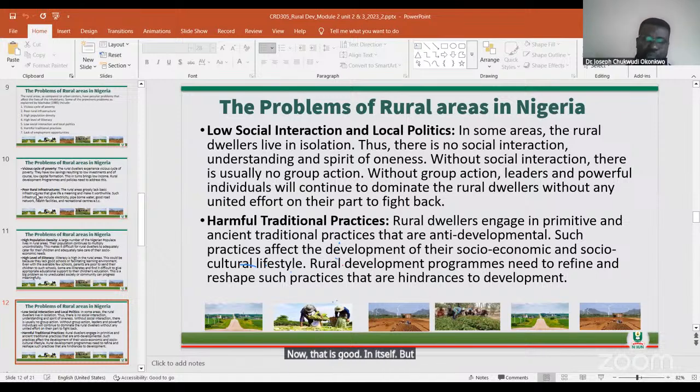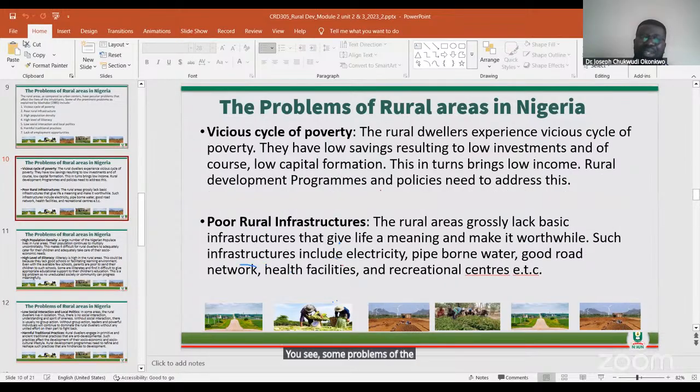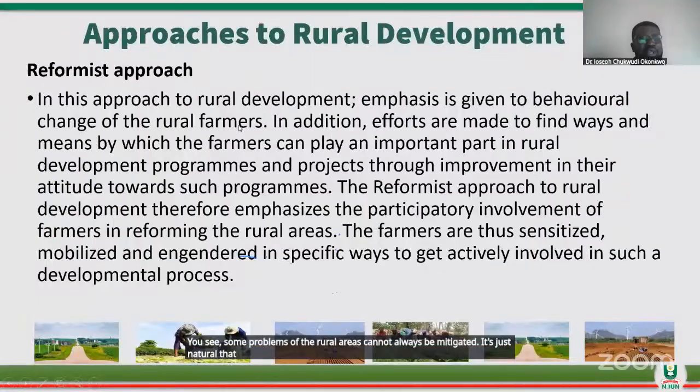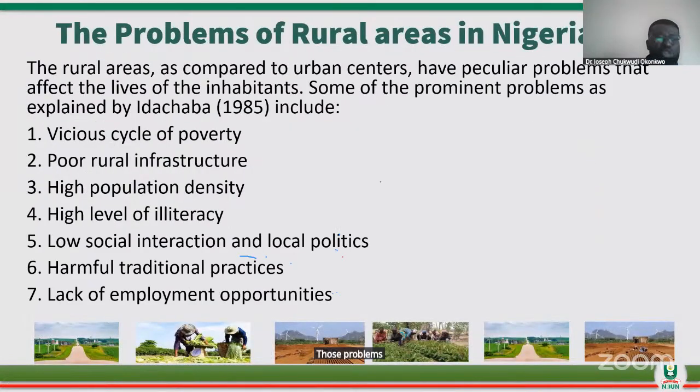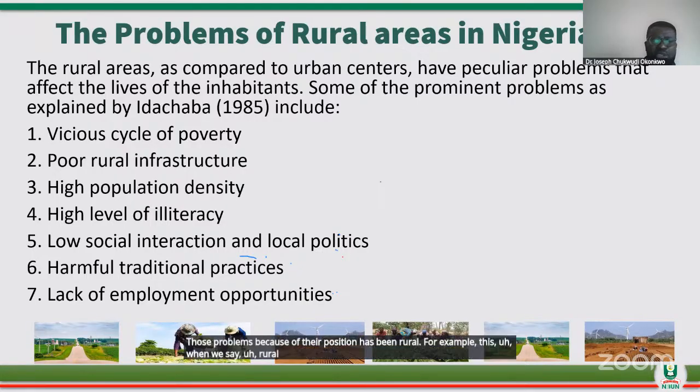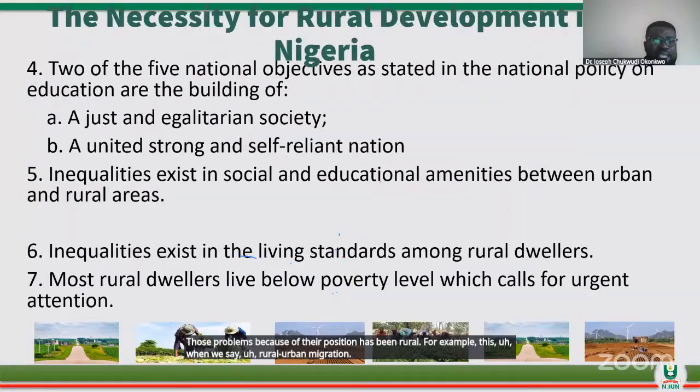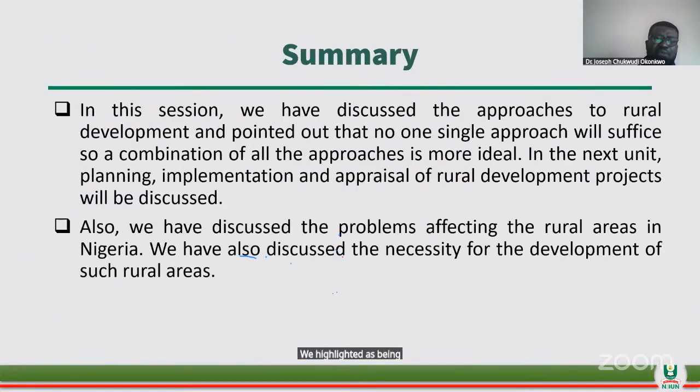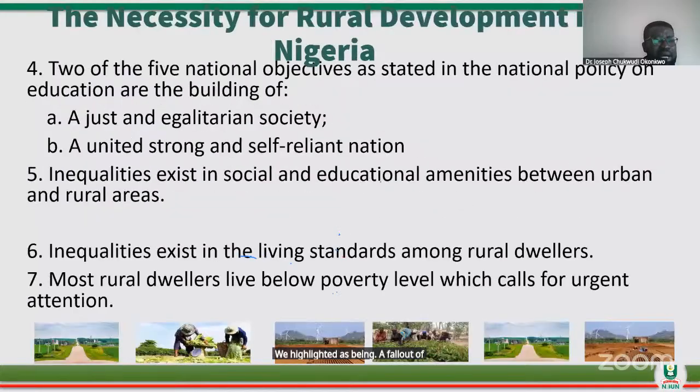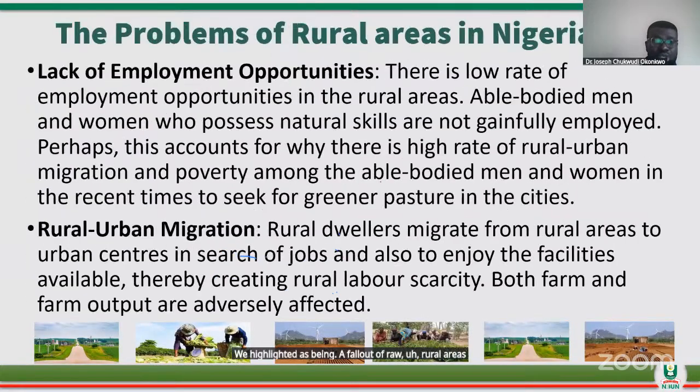But I have a question. You see, some problems of the rural areas cannot always be mitigated. It's just natural that the rural area will have those problems because of their position as being rural. For example, when we say rural-urban migration, we highlighted it as being a fallout of rural area issues. You can't say you will solve the rural-urban migration.